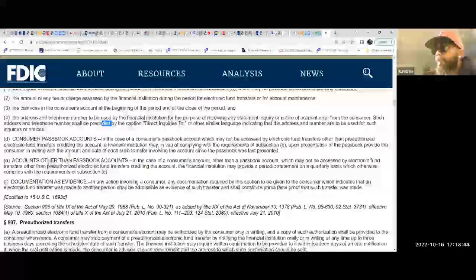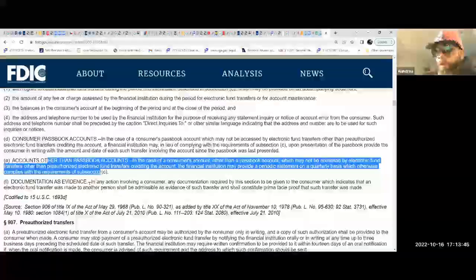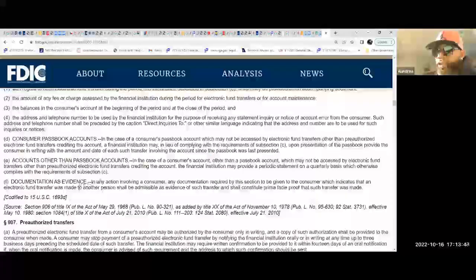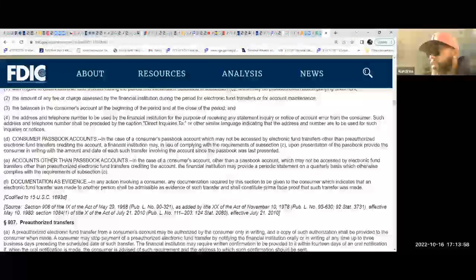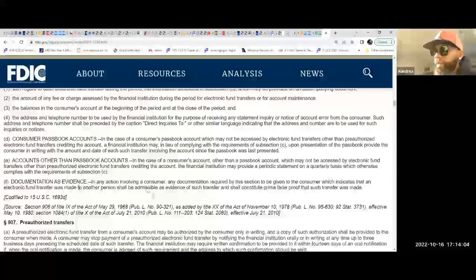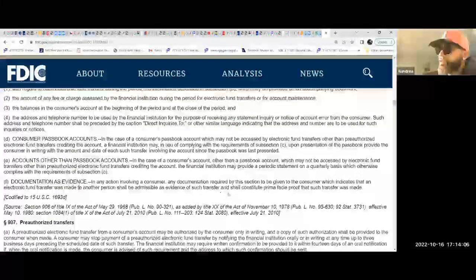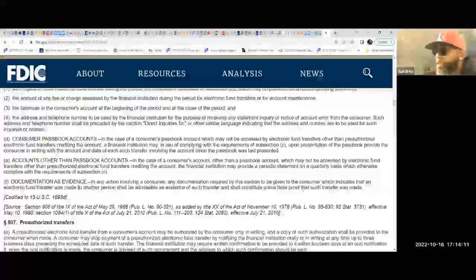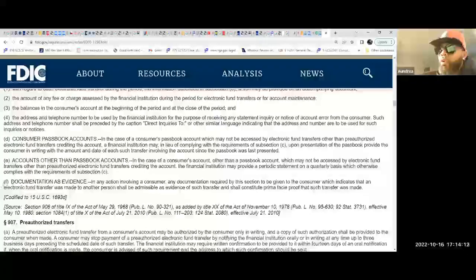So I'm gonna go past the passbook account and other account documents as evidence in any action involving a consumer. Any documentation required by this section to be given to the consumer, which indicates that an electronic funds transfer was made to another person, shall be admissible as evidence of such transfer and shall constitute prima facie proof that the transfer was made.